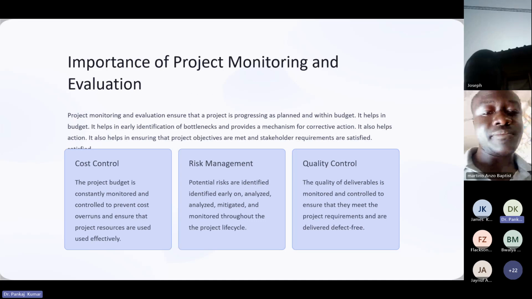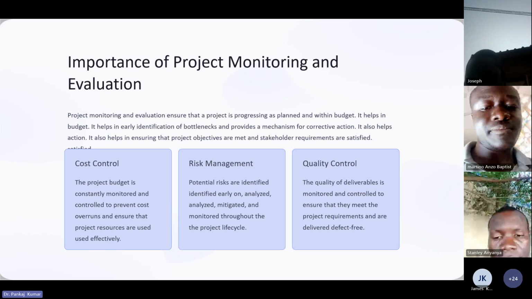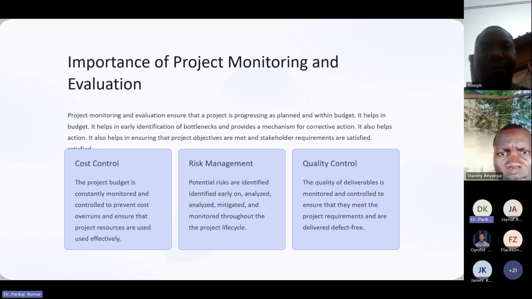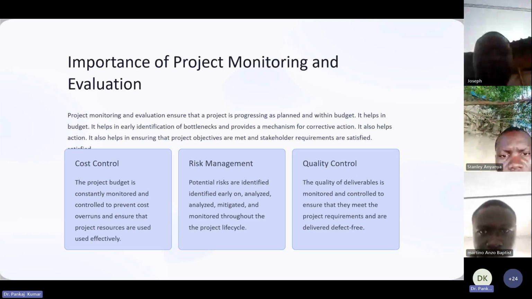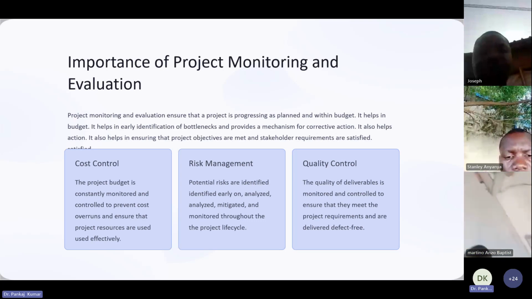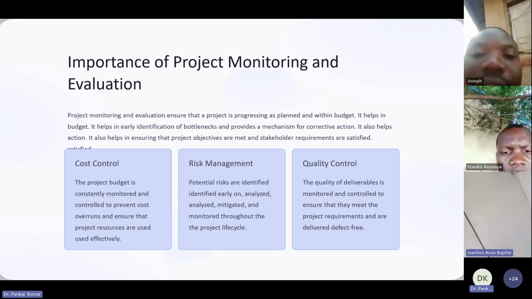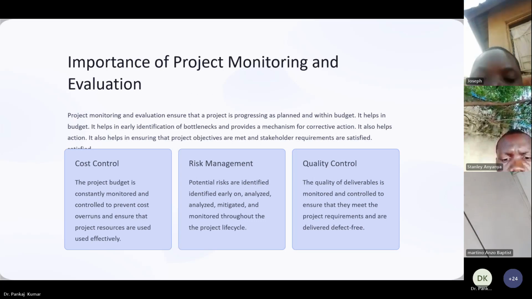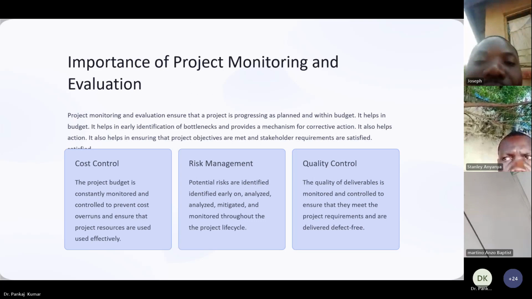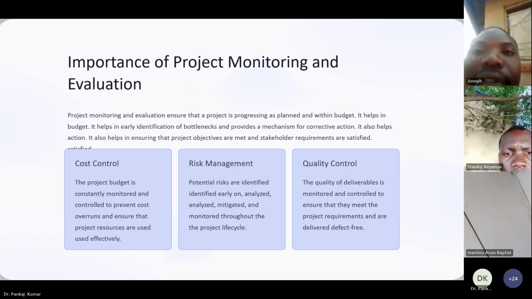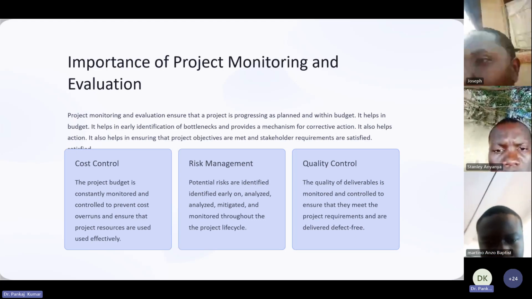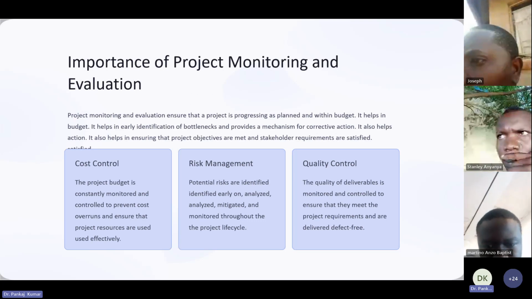Regular risk reviews should be conducted to identify new risks, assess the status of existing risks, and update risk mitigation plans as needed. So, some benefits of early risk management in project management are proactive problem solving, cost and schedule control, enhanced stakeholder confidence, quality assurance, adaptability, resource allocation, and project success. So effective risk management is a critical factor in minimizing disruptions and maximizing the likelihood of meeting project goals. So these are risk management, and now we will see quality control.